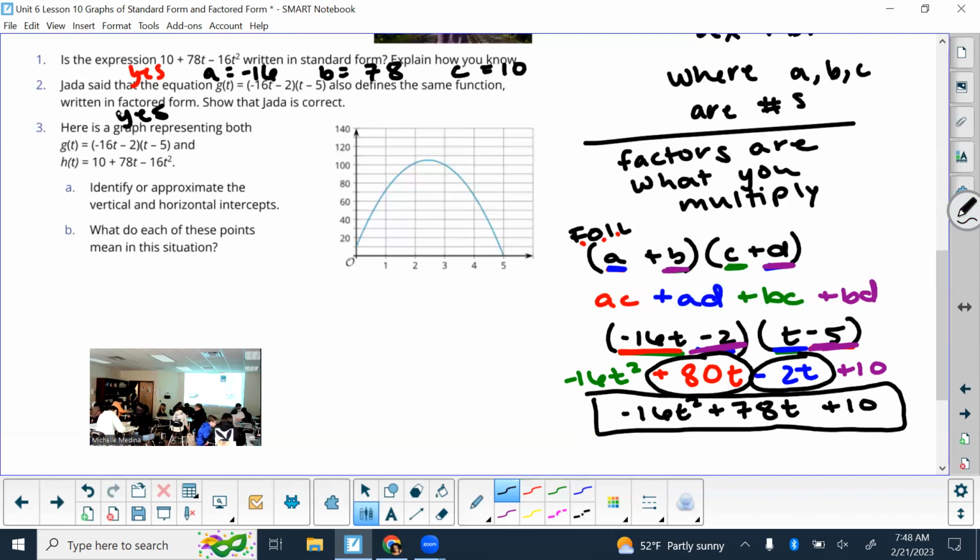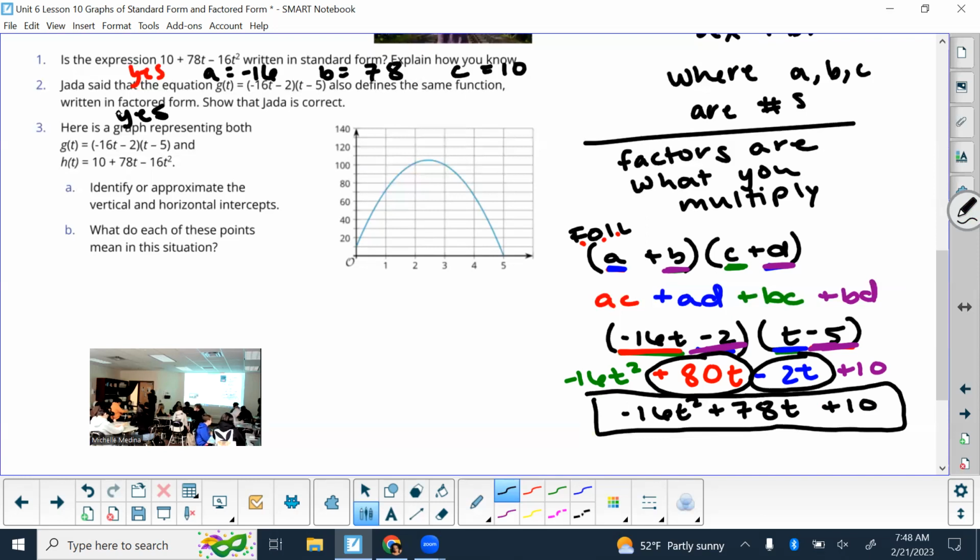Really, it said show that she is correct, so we kind of knew she was correct. But that is how you can show it, by doing the FOIL method, and showing that, yes, these are factors, because when you multiply them together, you get the standard form. So then, questions on that? Are we good?